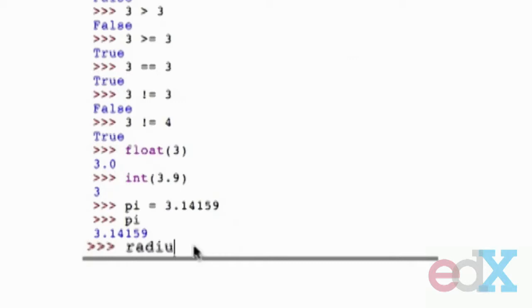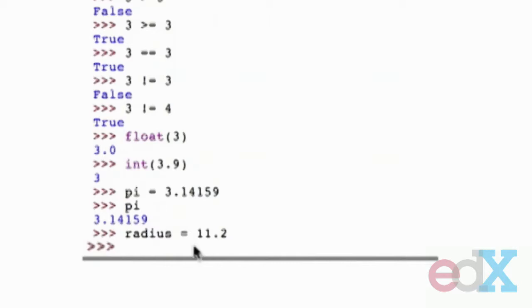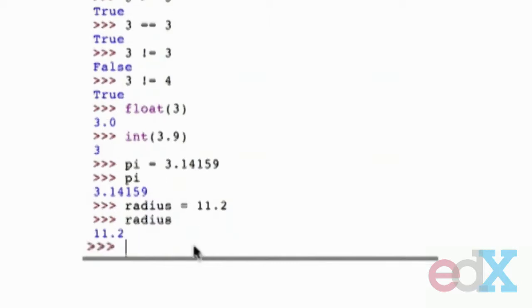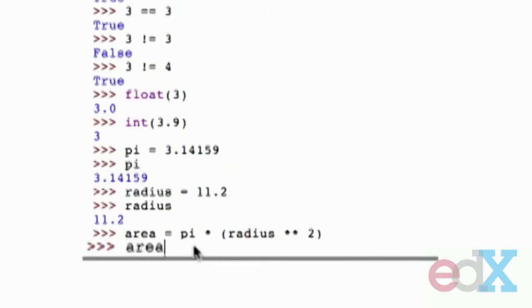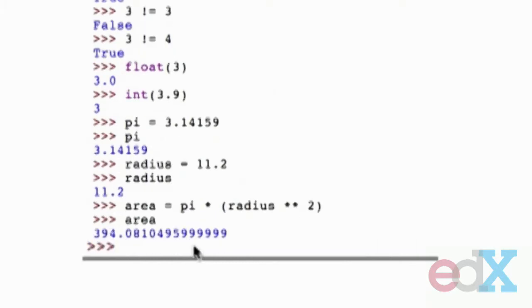So I could do another binding. I could say I've got a radius of 11.2. Again, notice that it doesn't print anything out. If I want to get the value of radius, I can ask for it. But I can also now do things like create expressions. So I'm going to assign the name area to, and I can now write an expression as I would have before with now not just numbers, but names whose values are also numbers. So the area is pi r squared, where r is my radius. And I can say, okay, what is the value of area? And it did that computation.